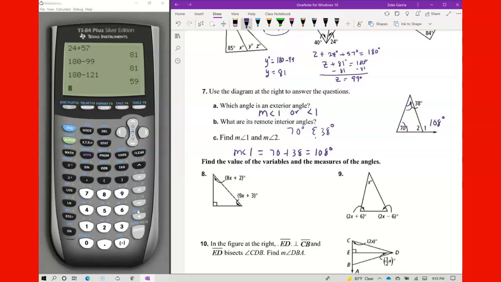We know that angle 2 and angle 1 are adjacent. They share the same side. So we know that the measurement of angle 2 is equal to 180 minus 108, since they are adjacent. So they are supplementary. So that equals 72 degrees.